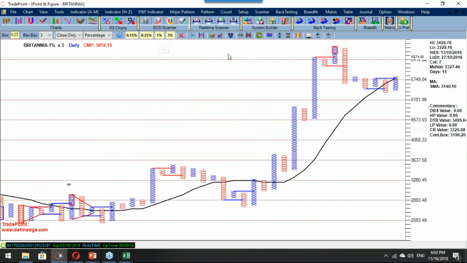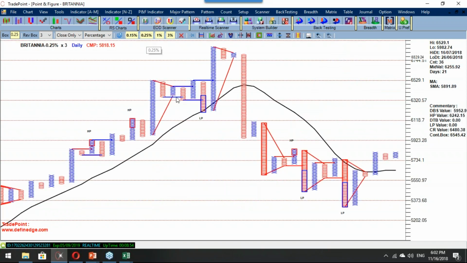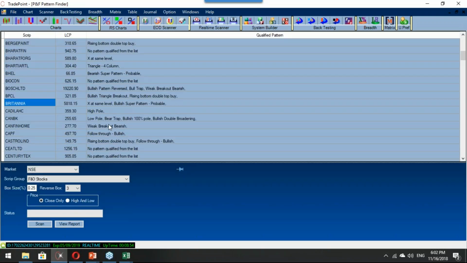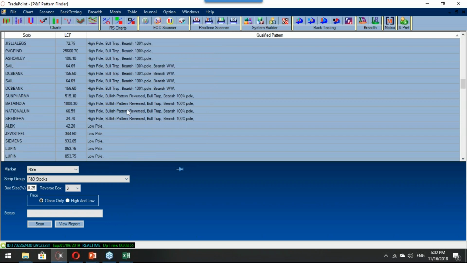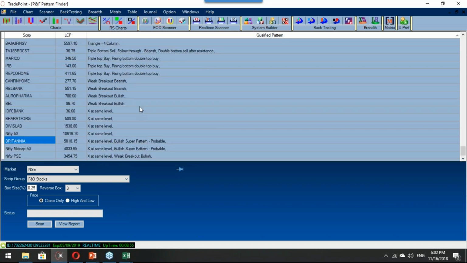If you want, you can also look at the 1% box size. You can see that a trap pattern has been completed, setup has turned bullish, price is above the moving average, buy signal has been triggered. So this is an ideal candidate for you to be focusing on, isn't it? So X at the same level is a very nice pattern that you can focus on. X or maybe O at the same level are the patterns, or the stocks, that you must be focusing on, because those are the candidates which will easily trigger a trading opportunity the next day.